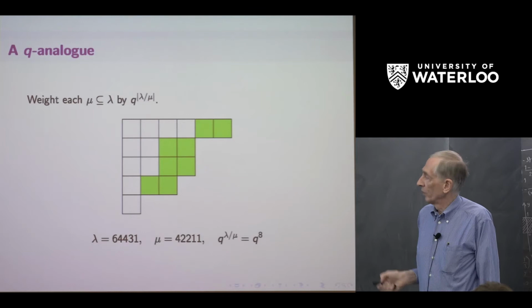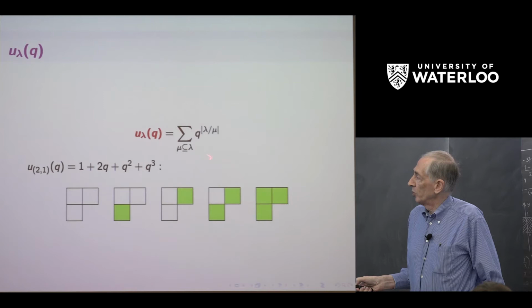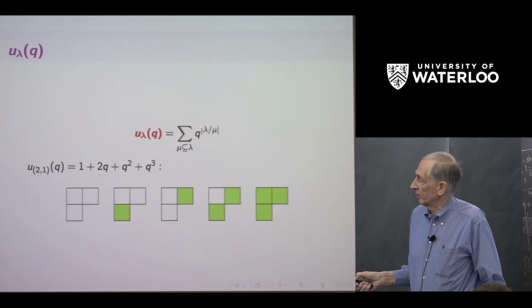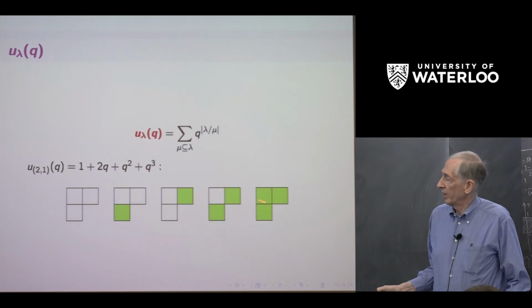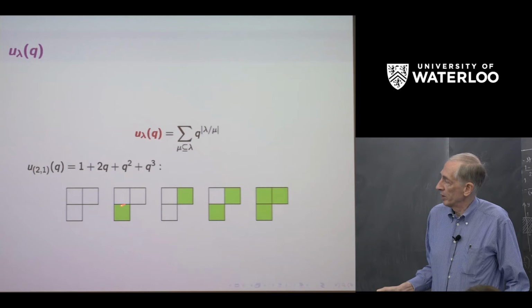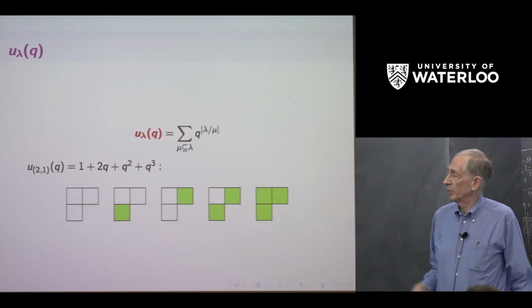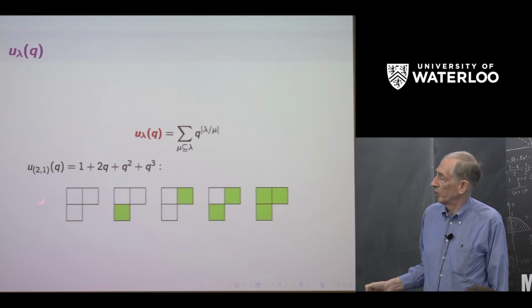And then we define u of lambda, q to be the sum over all mu contained in lambda of q to the size, the number of squares, of lambda slash mu. So like if lambda is 2-1, there are 5 diagrams that fit inside: everything, 2, 1-1, 1, and empty. The leftover squares: there are no leftover squares here, one green square here, 2, q squared, and q cubed. So we've given this q-analog of u lambda. If we put q equal to 1, we just get u lambda, the number of diagrams that fit in lambda.